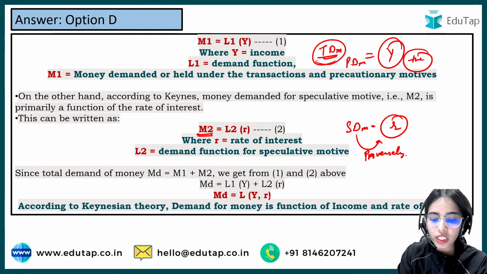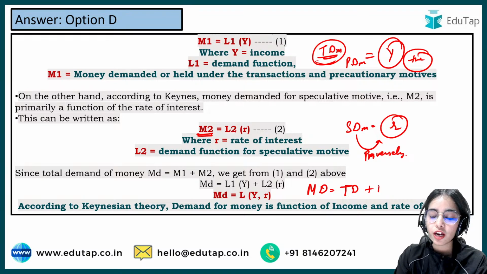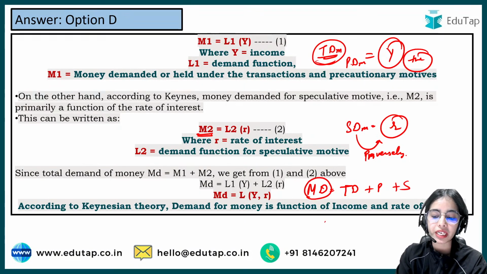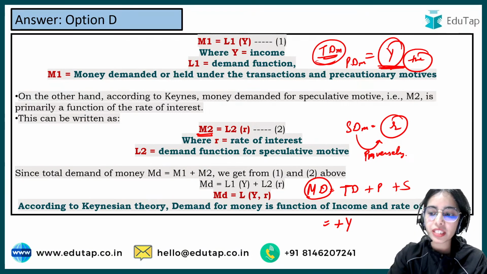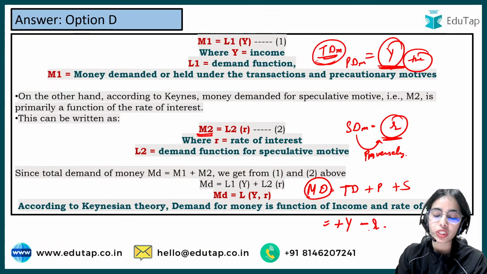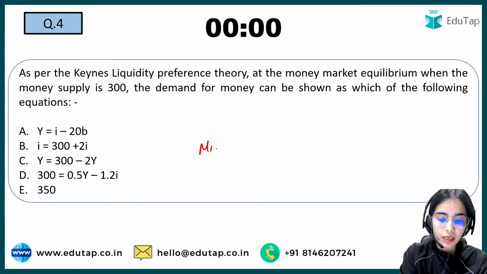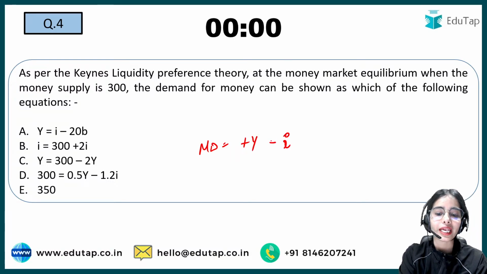That means the total demand for money, that is the demand for money for the transactionary purposes, for the precautionary purposes, for the speculative purposes, positively depends upon the level of income, and it inversely or negatively depends upon the rate of interest. So this is your demand for money.